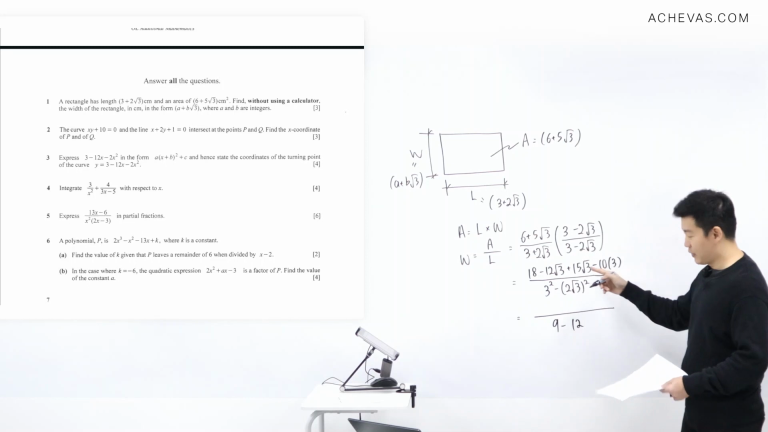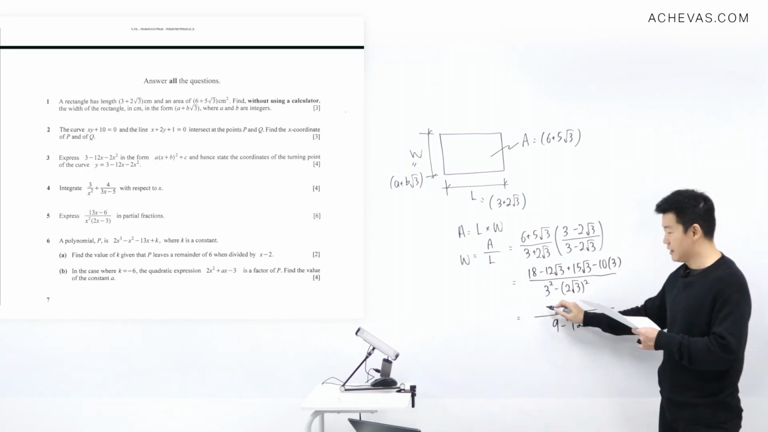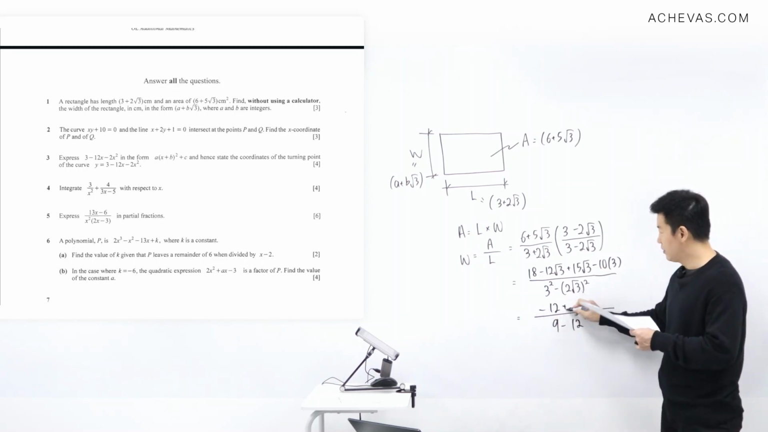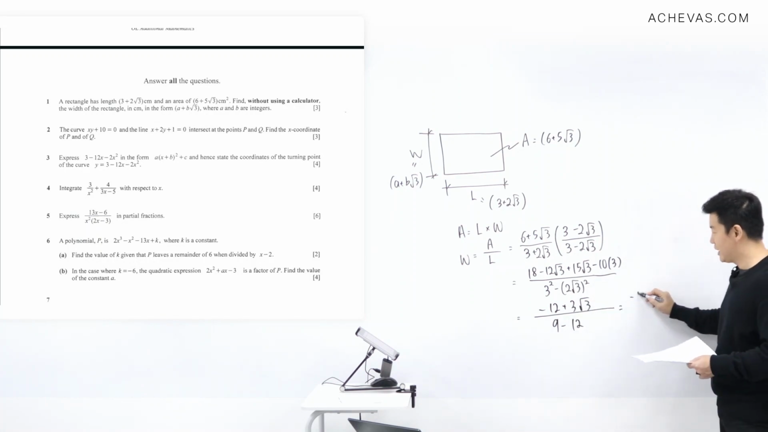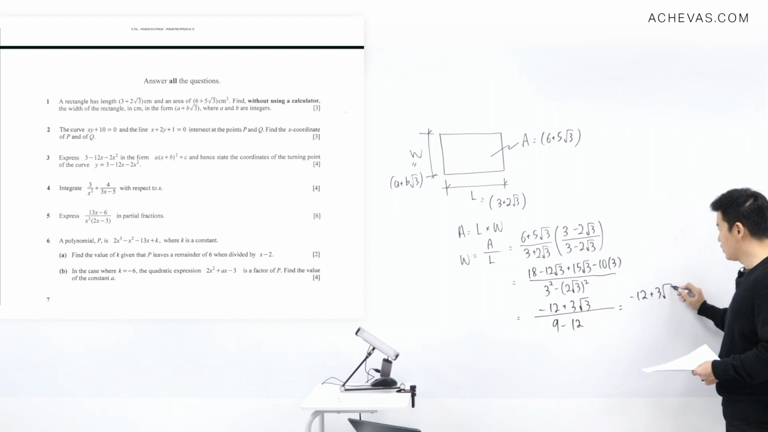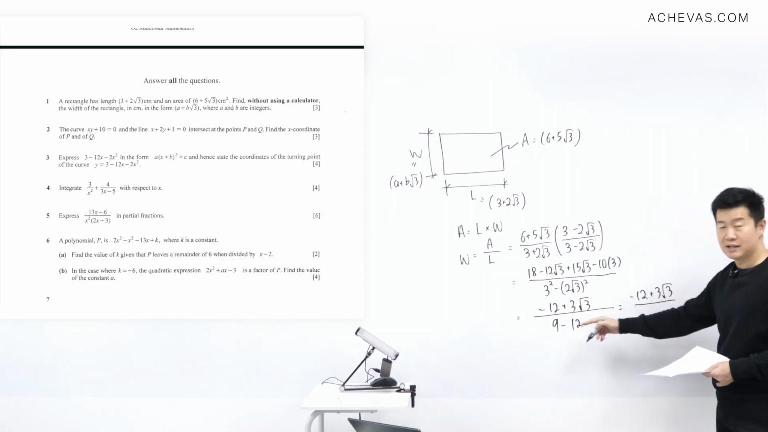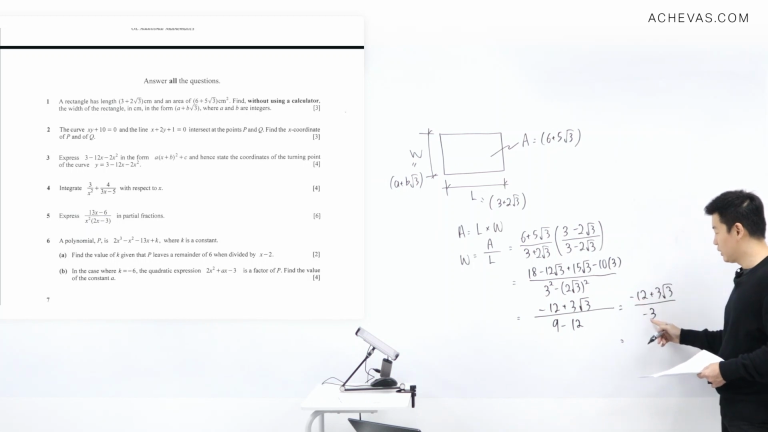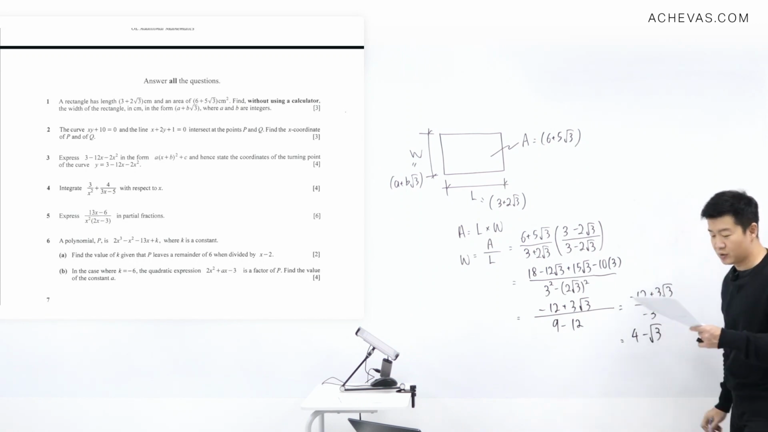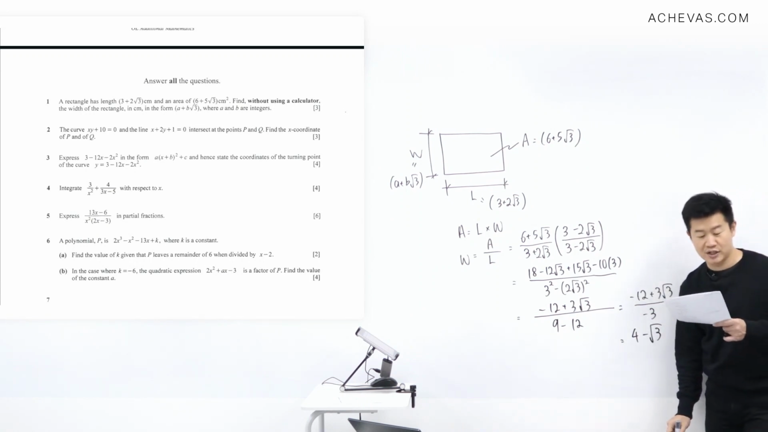If I simplify the numerator, we will be getting minus 12 plus 3 square root of 3, divided by the denominator, which is minus 3. So negative 12 divided by negative 3 is equal to positive 4. This divided by this is going to be negative square root of 3. So this is my answer for question number 1.